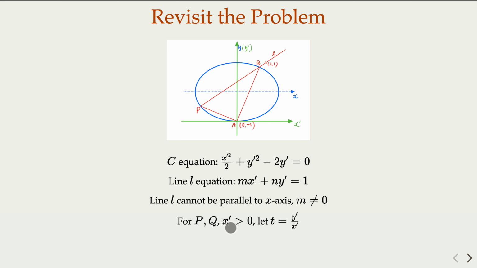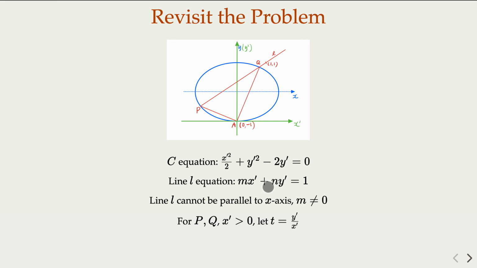So in that case, we can define y prime over x prime. In other words, the slope is always well defined. We call it t here. t is the slope in the new coordinate, right? So the points P and Q satisfy both of the equations.